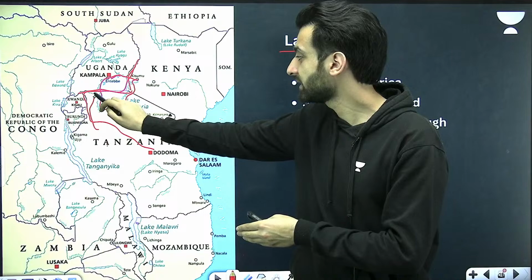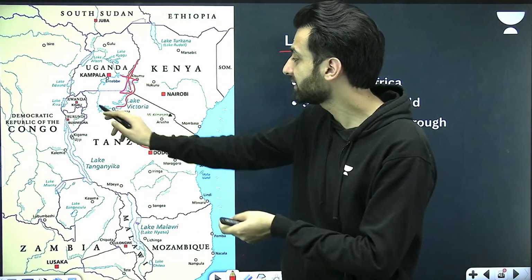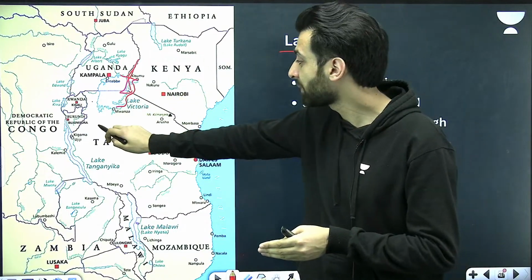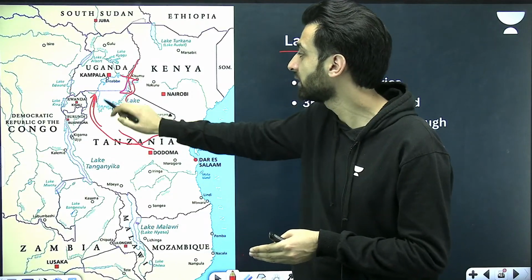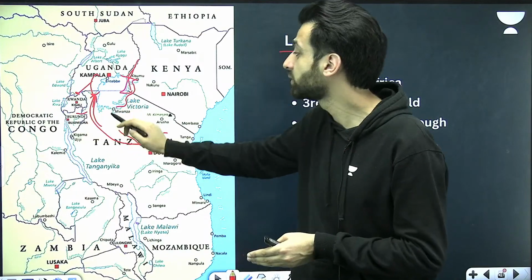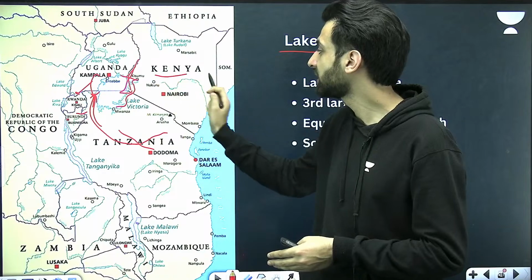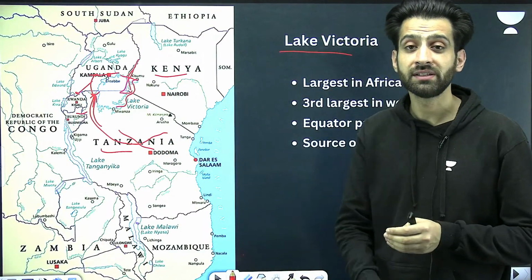So you will find this area, because when you look at a big map, you will find that this area is not that much clear. So don't get confused by this. It is the part of Tanzania. Tanzania starts from here and then goes up to here, and you will find Uganda on this side. So there is no access for Rwanda and Burundi to touch the Lake Victoria. That is why it is shared by Kenya, Uganda and Tanzania. That is very important, the countries that share with it.